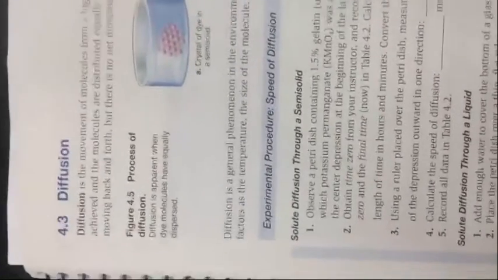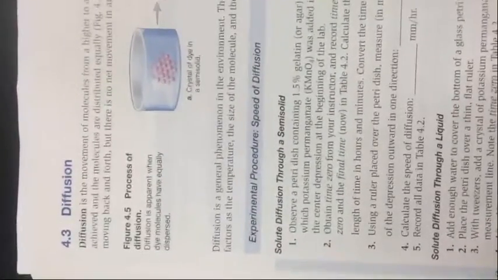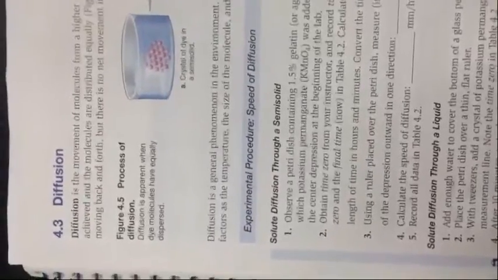Okay. The other thing we're working with in this lab is how things get in and out of cells. One process is referred to as diffusion. Diffusion is the movement of substance from an area of high concentration where you have more of it to a low concentration where you have less of it.